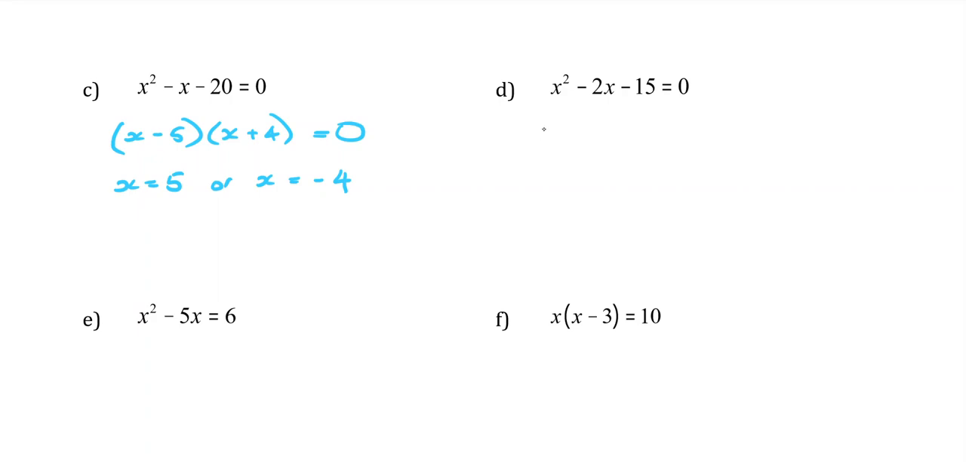Part D, so lots of repetition here. What times to give negative 15 and adds to give negative 2? It's negative 5 and a plus 3. Then using null factor, we get x is equal to a positive 5 from the first bracket, and x is equal to a negative 3 from the second bracket.